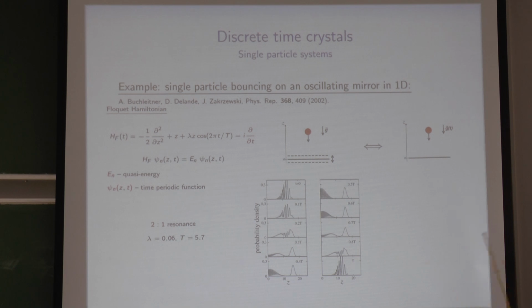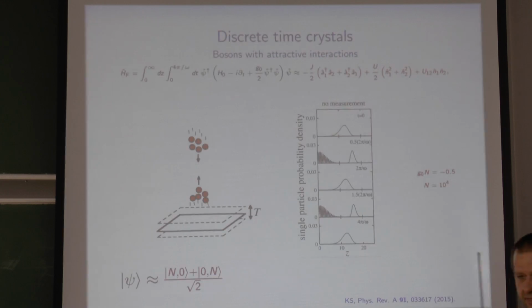Now let us consider that we don't have a single particle bouncing off the oscillating mirror, but many particles. We can think we have ultra-cold atoms bouncing on an oscillating mirror. We assume that the particles are bosons. They interact via a contact potential, and we assume that the interactions are attractive.